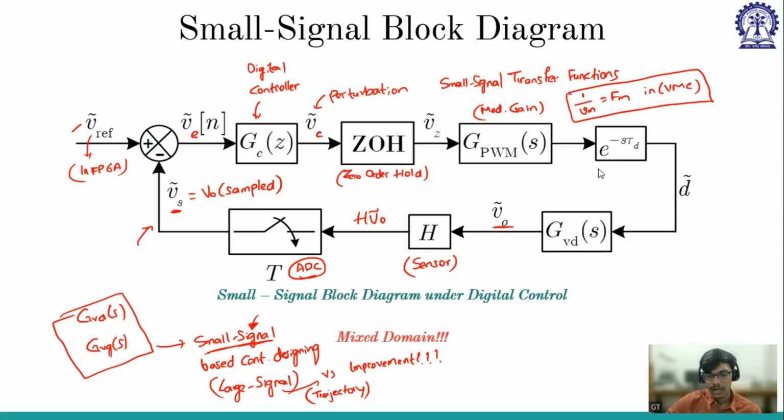After this, some delay is there, right? This delay we can call the modulator delay or sampling delay. This tau d is the total delay.